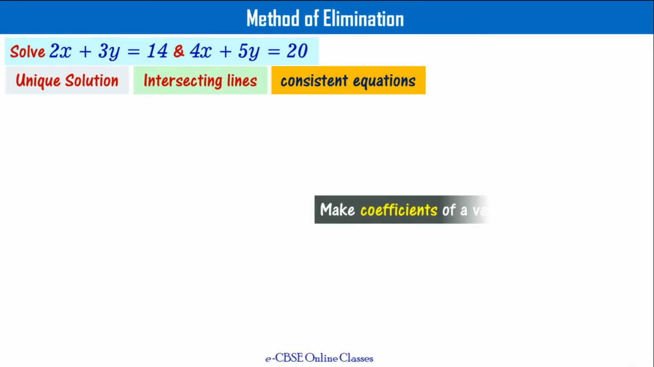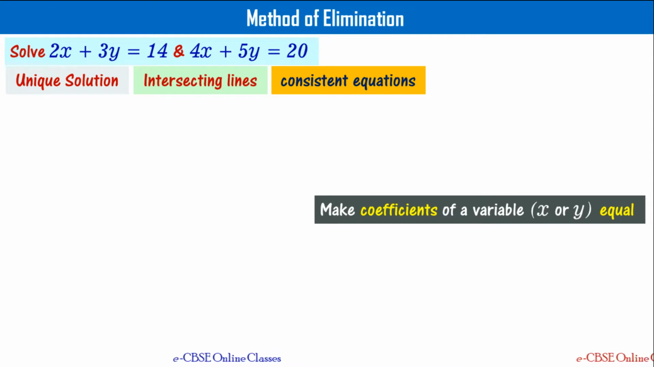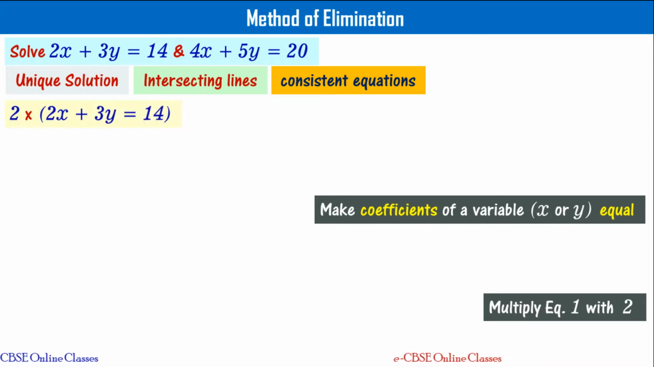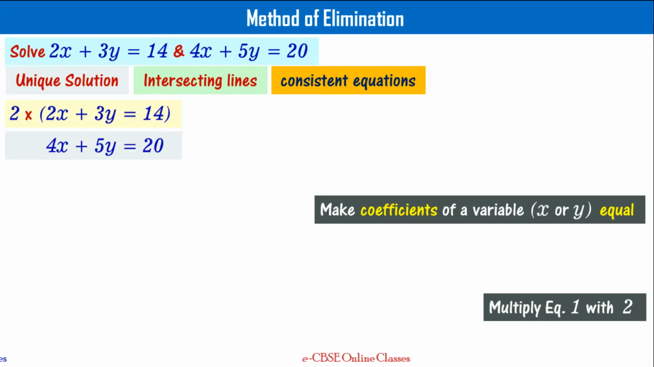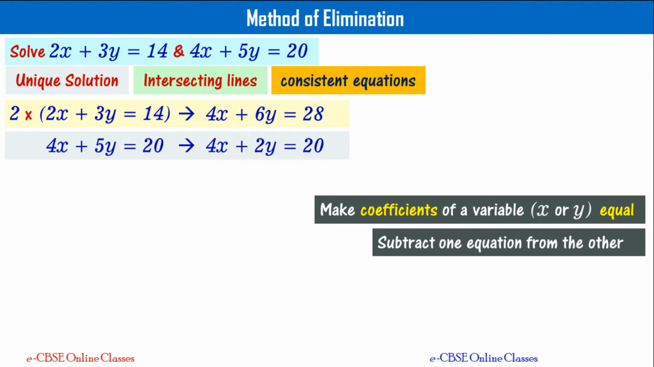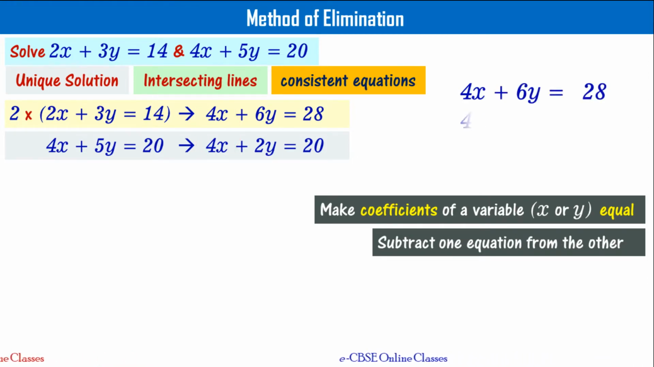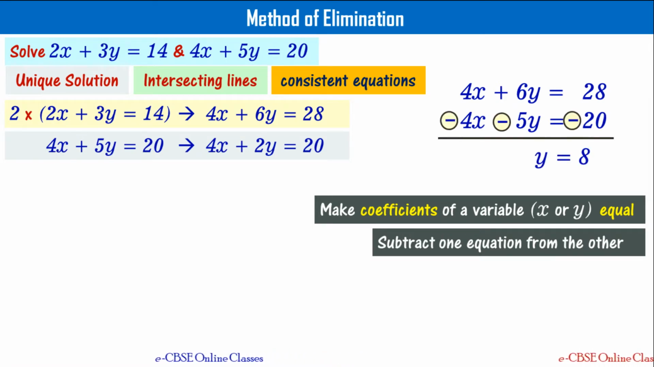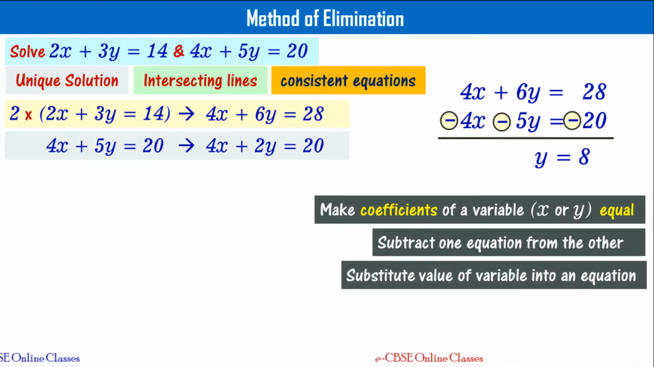The first step in the method is we have to make coefficients of a variable equal. We do that by multiplying equation 1 with number 2 and keep the second equation as is. Let's go to the second step where we have to subtract one equation from the other. When you subtract one equation from the other, what you get is y equal to 8. Now let's go to the third step of the elimination method. We have to substitute the value of variable y we just obtained into any of the equations.